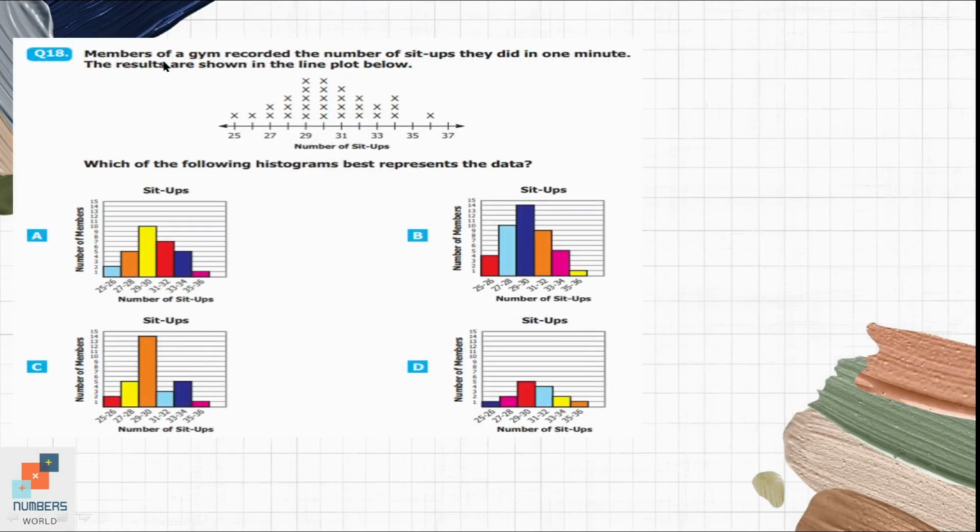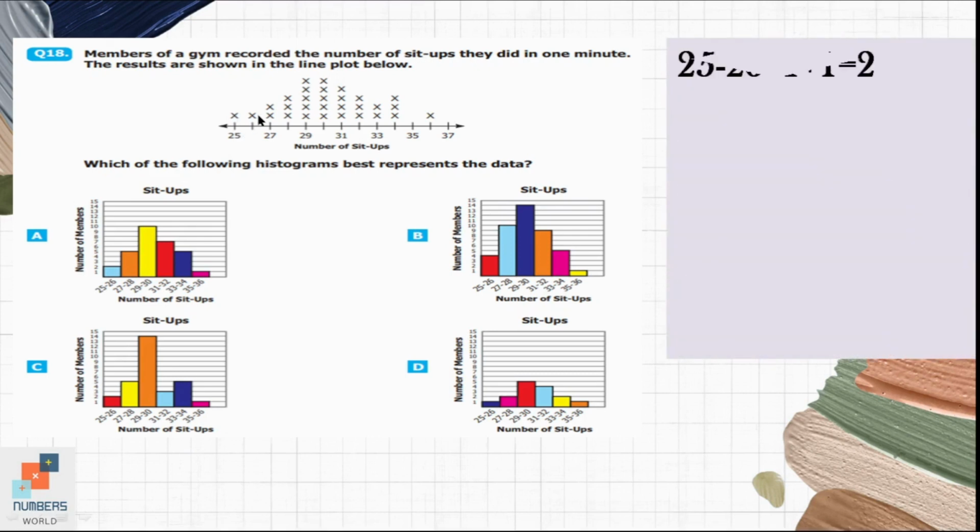Question number 18. Members of a gym recorded the number of sit-ups they did in 1 minute. The results are shown in the line plot below. Which of the following histograms best represents the data? There are 6 bars in each histogram. The first bar is representing the values from 25 to 26. On the line plot, we can see 1 cross at 25 and 1 on 26. The total is equal to 2. It means 2 values lie from 25 to 26. That is shown in option A and C. So we will not consider our option B and D.